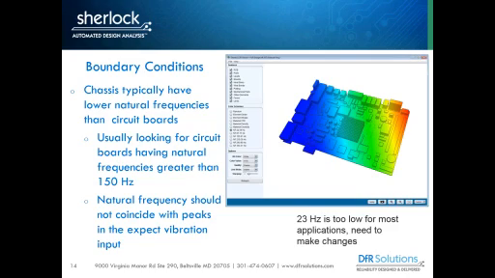In this particular case, this is a PCIe type of circuit board, has a heat sink, and right now it only has a couple of boundary conditions. Some of these connectors and this edge connector have mount points on them. And you can see, 23 hertz. This probably would fail during transportation very quickly. Even small vibration inputs would cause problems with this board. So we definitely need to make some changes.